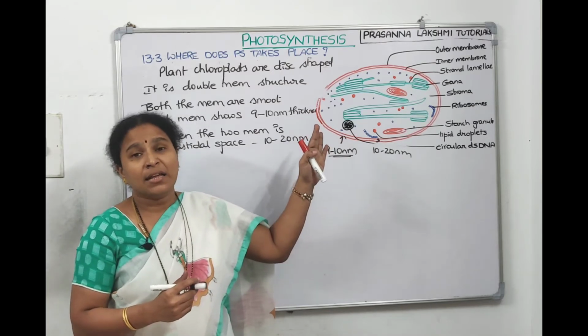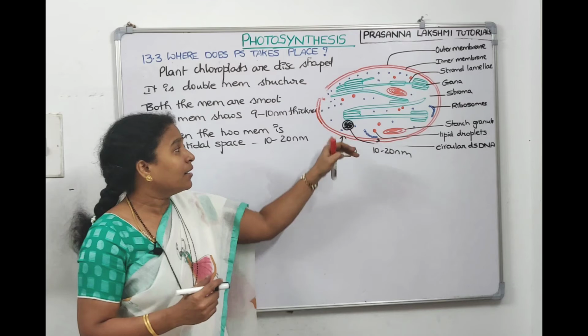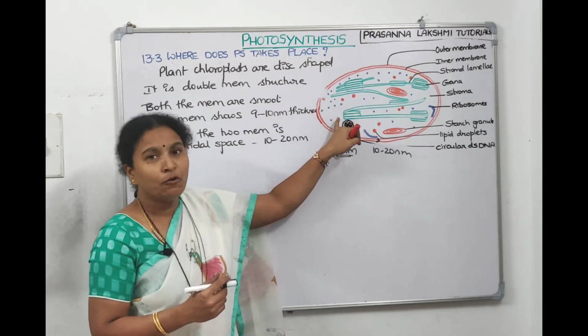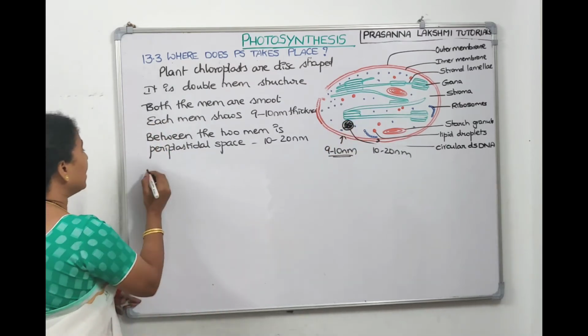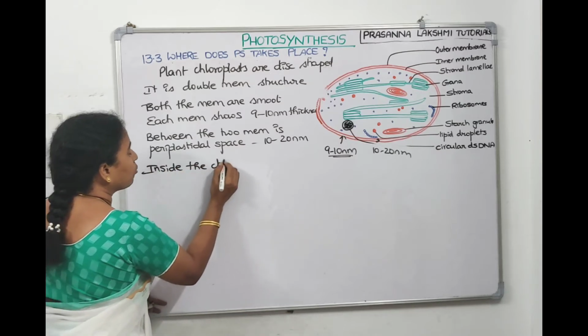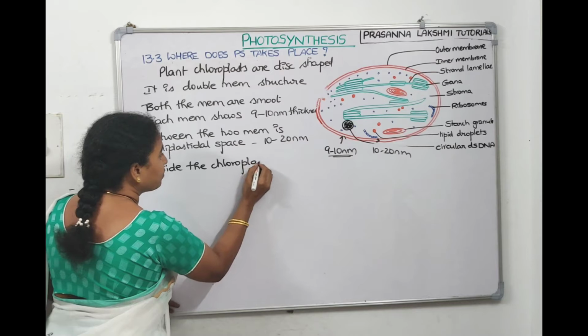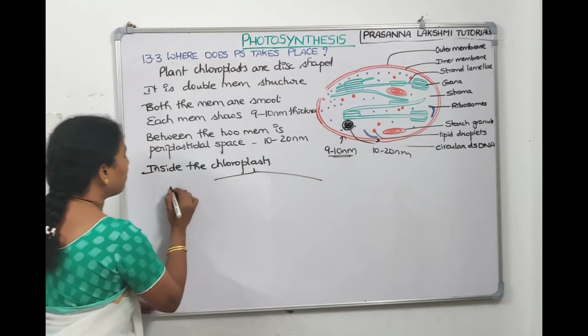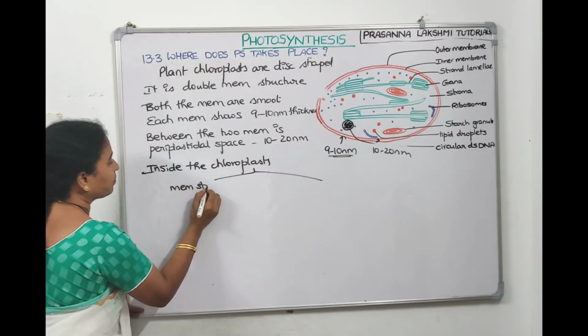If you go inside, there are certain membranous structures and there is a fluid part. The fluid part is called stroma. So inside the chloroplast, what can we find? There are membranous structures.